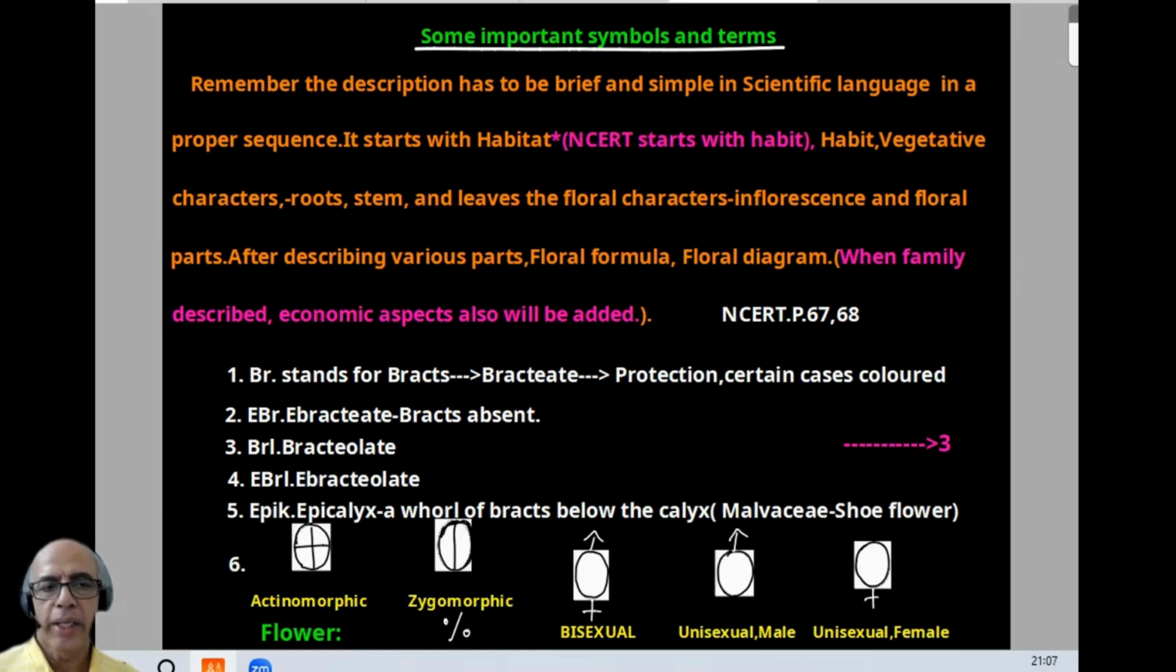Then EPIK stands for epicalyx, a whorl of bracts below the calyx. So epicalyx, calyx, corolla: that way it proceeds from outside to inside. This epicalyx is typically seen in the family Malvaceae, the shoe flower family, cotton family. Now some basic symbols. One is actinomorphic: a circle with a cross inside it. Then zygomorphic, which we can represent in two ways, including a symbol like a percentage sign or a circle with a vertical line. Then bisexual, unisexual male, unisexual female. From the symbol you can easily identify. Symbols can even be a question for the NEET exam, theory also.